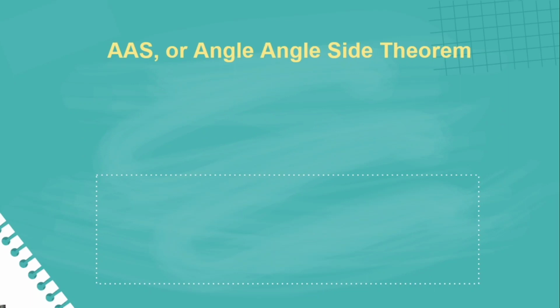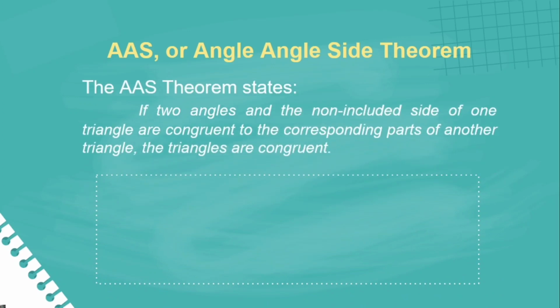Now we have here AAS or angle-angle side theorem. So this theorem states that if two angles and the non-included side of one triangle are congruent to the corresponding parts of another triangle, then the triangles are congruent. So we are given two angles and the non-included side, which is the side opposite to one of the angles.